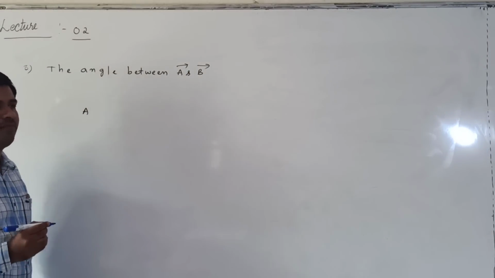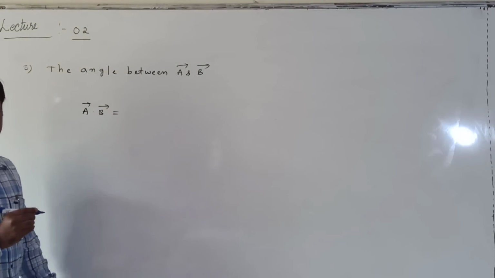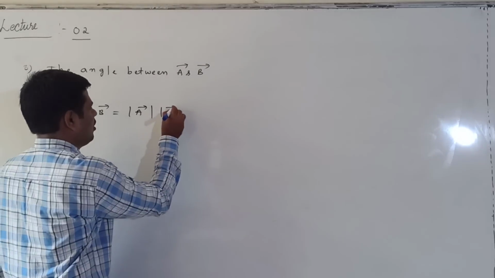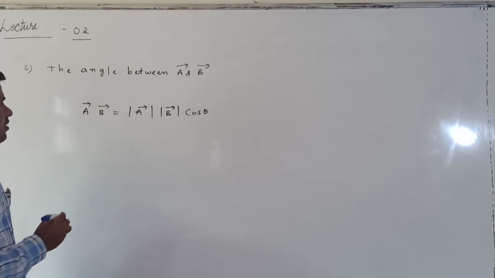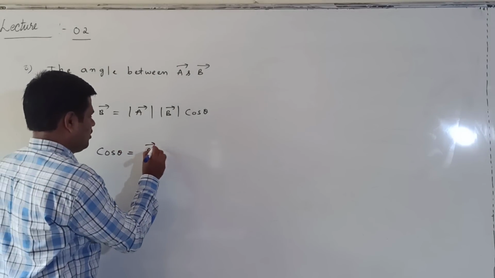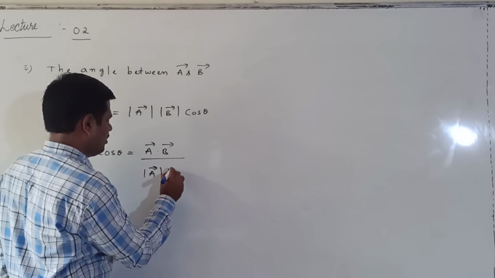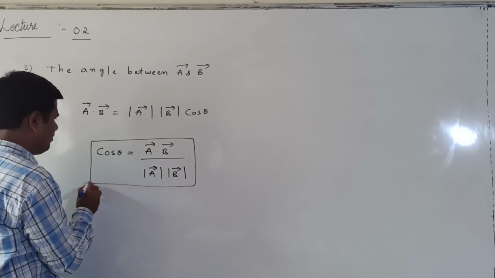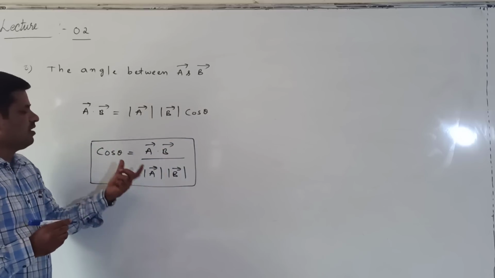How to write the angle between A bar and B bar? Here A bar dot B bar can be written, by the formula we know, as mod A bar into mod B bar into cos theta. From this formula I am writing cos theta is equal to A bar dot B bar by mod A bar into mod B bar. This is the angle between A bar and B bar. This is the formula we are writing here.